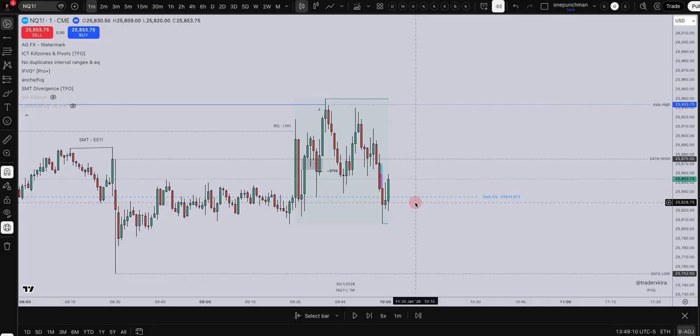Okay, so it's a completely different type of setup than I normally do with buy side liquidity, sell side liquidity, being on the right side of premium and discount. This is a completely different setup, still part of my plan, still part of my game plan, still part of my execution. So we're going to wait and see what happens here.